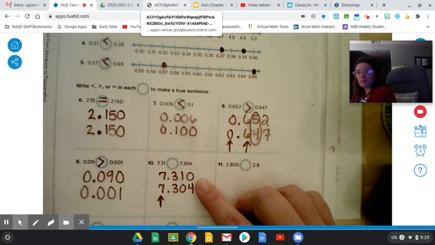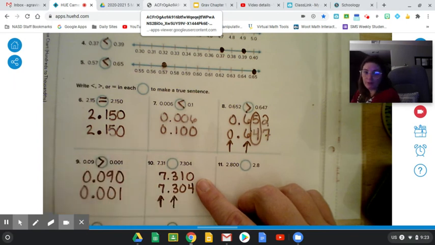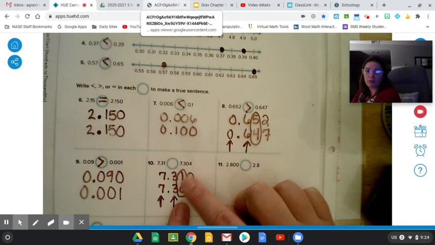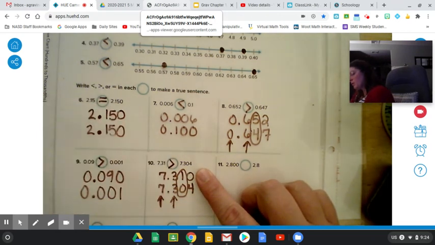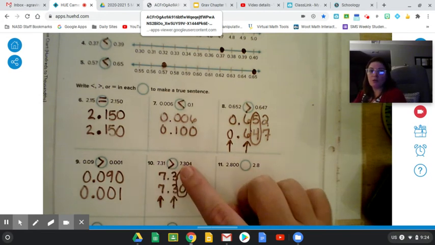My ones place, they're both 7. My tenths are both a 3. So let's look at the hundredths. 1 is greater than 0. So my first number is greater than my second number. 7 and 31 hundredths is greater than 7 and 304 thousandths.